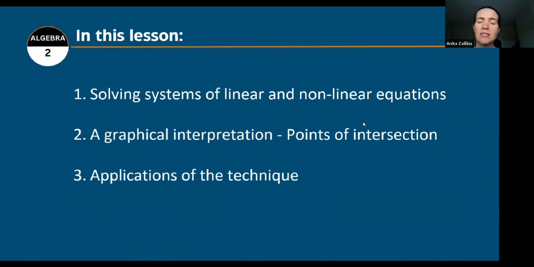In this lesson, we're going to solve systems of linear and nonlinear equations, as I've said. We're then going to look at a graphical interpretation of what's happening here. So we'll do the algebra first, and then we'll look at the graphs and link the two together and see how points of intersection come into play. And then, as usual, we'll look at applying the technique to some fairly typical exam style questions.